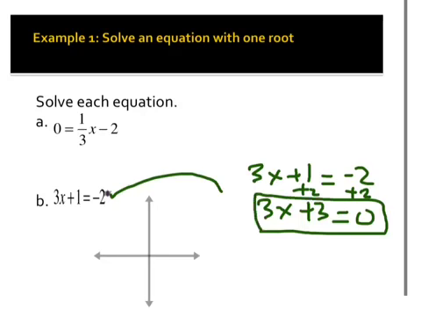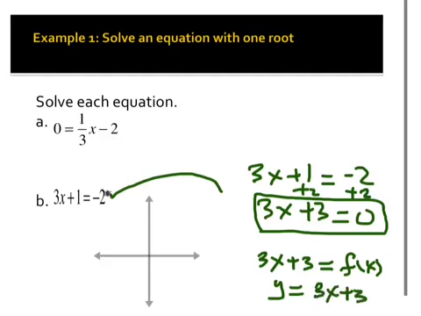But what I'm going to do is write the related function. So basically, after I solve for 0, I'm going to write this as 3x plus 3 is equal to f of x. Or of course, I can write that as 3x plus 3 is equal to y. I'm going to turn it around and do that. So y is equal to 3x plus 3. What I now do is go and graph this function.